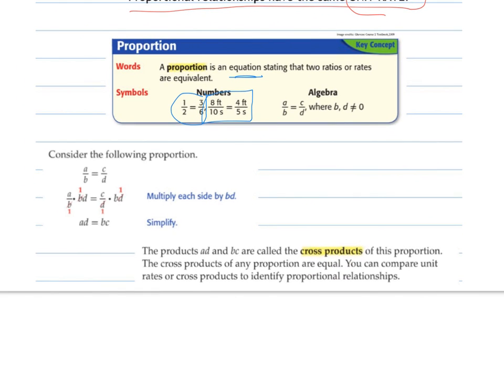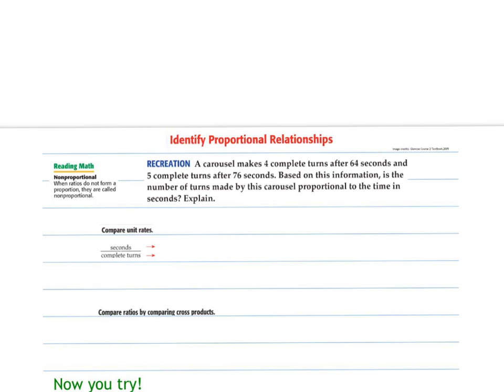If I have the following algebraic proportion, A over B equals C over D, that means I can multiply each side by the denominators, and they should stay equal when you've done that. These are called cross products. So the cross products of a proportion should be equal, okay? You can compare unit rate or cross products to identify if something is proportional. A lot of vocab, so reprocess that, think about some examples, and write some things down.